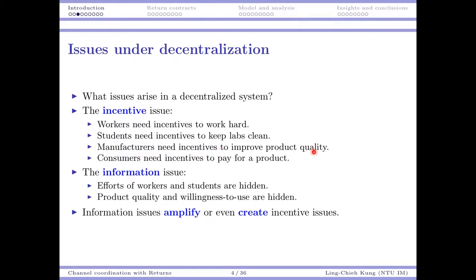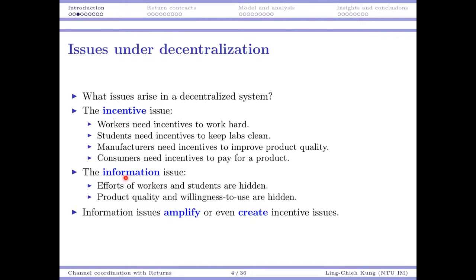Manufacturers need incentives to improve product quality, like not using fake oils as materials. Consumers need incentives to pay for a product. If there's no incentive, then consumers will simply go away. So in a decentralized system, incentive is typically the issue. As a mechanism designer or a rule designer, your goal is to provide incentives to players, and through your mechanism, we're going to see concrete examples.